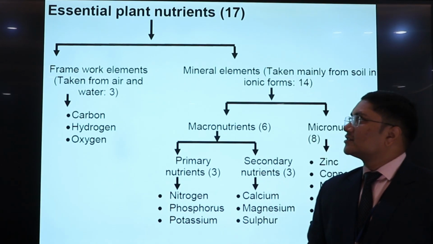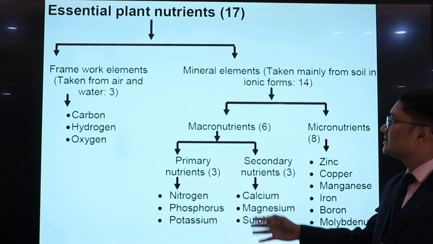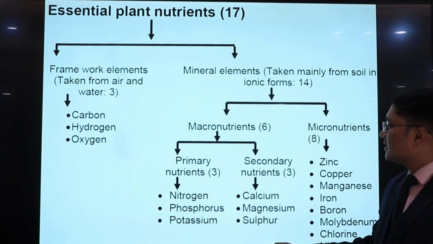These are the classification of the 17 essential plant nutrients, which we have already discussed. These flow charts are made for learning purposes only.